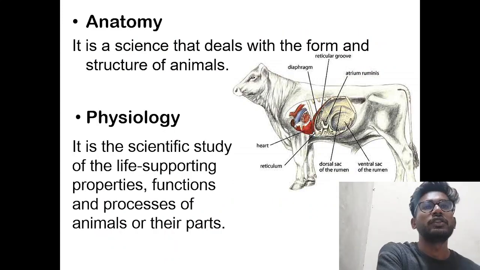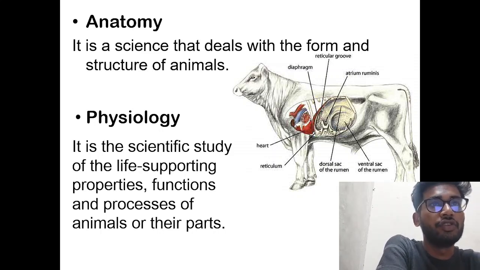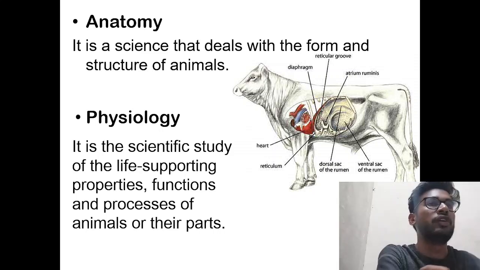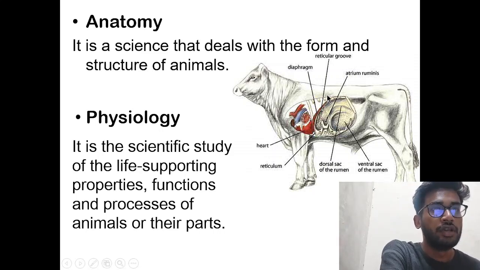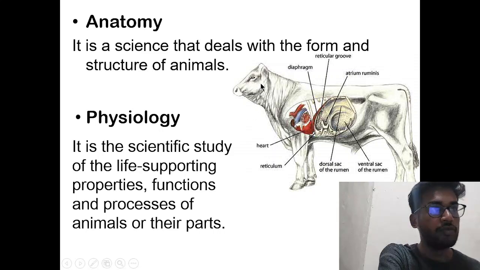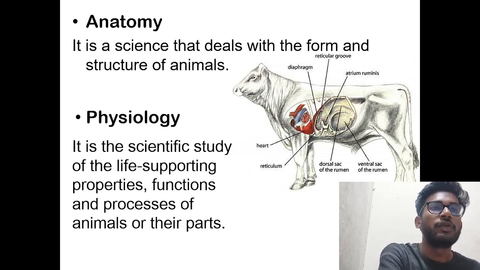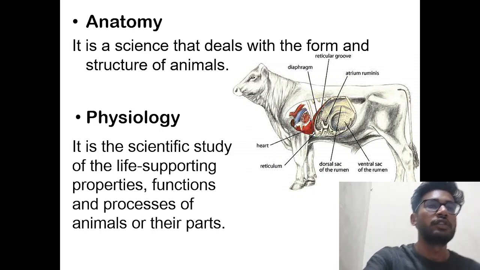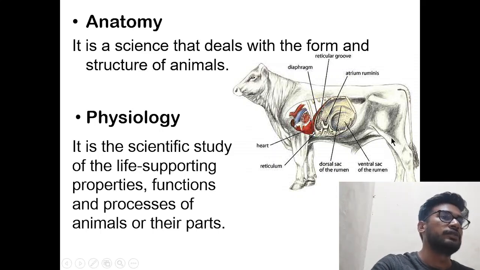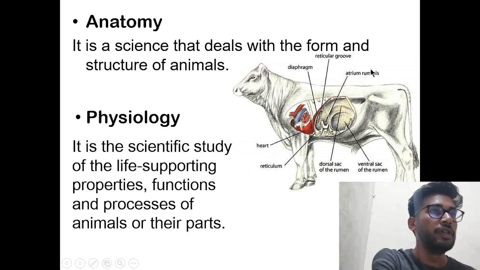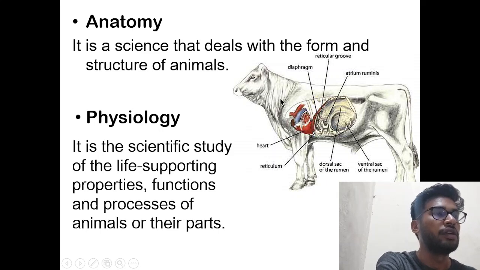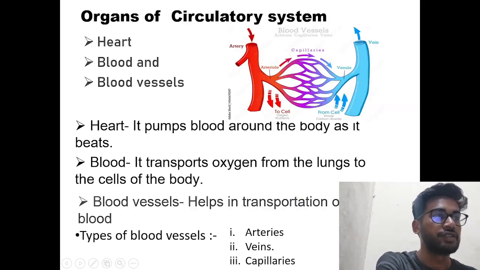Firstly, we will try to know what anatomy is and what physiology is. Anatomy is a science that deals with the forms and structure of animals, and we can see the diagram over here. Physiology is the scientific study of the life-supporting properties, functions and processes of animals and their parts. Here we can see the diagram of cattle and some external structures.